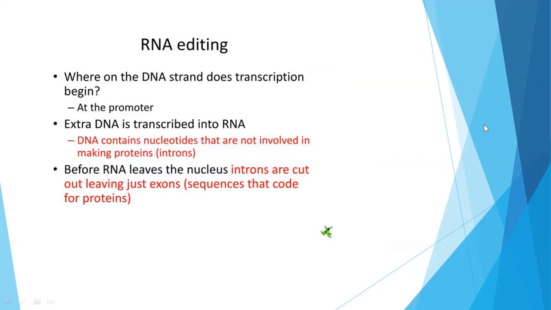RNA editing. Where on the DNA strand does transcription begin? At the promoter region. The extra DNA is transcribed into the RNA. DNA contains nucleotides that are not involved in making proteins, called introns. Before RNA leaves the nucleus, the introns are cut out, leaving just exons, sequences that code for proteins.